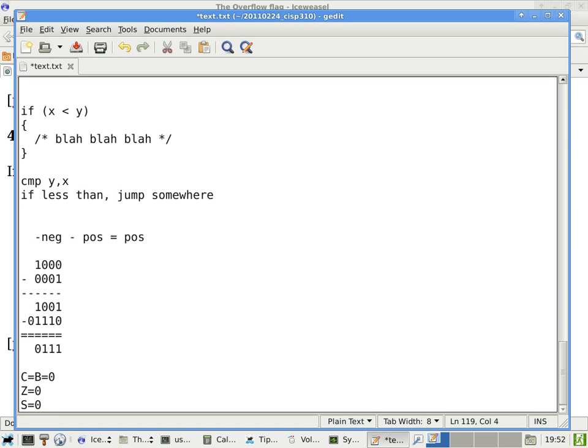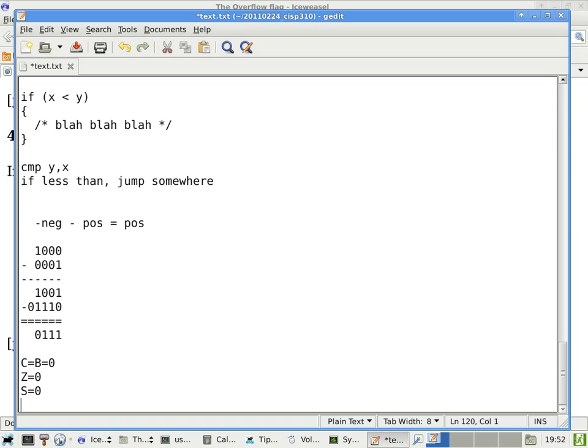But the question is, what about the overflow flag? The overflow flag in this case is a 1 because the first number is negative. The second number is non-negative. I am subtracting a non-negative value from a negative number and somehow end up with a non-negative answer. That does not make sense. Okay? So that's one way to get the overflow flag to turn on in a subtraction.